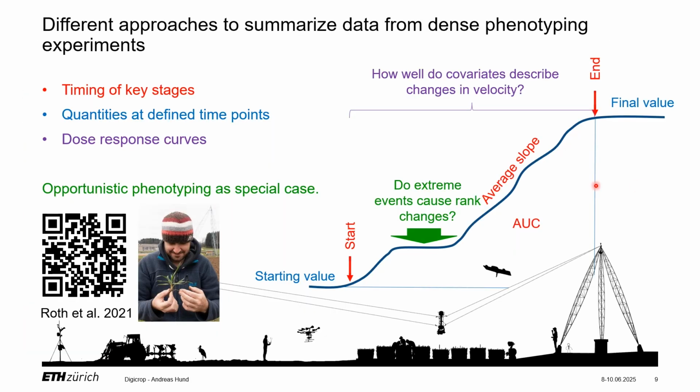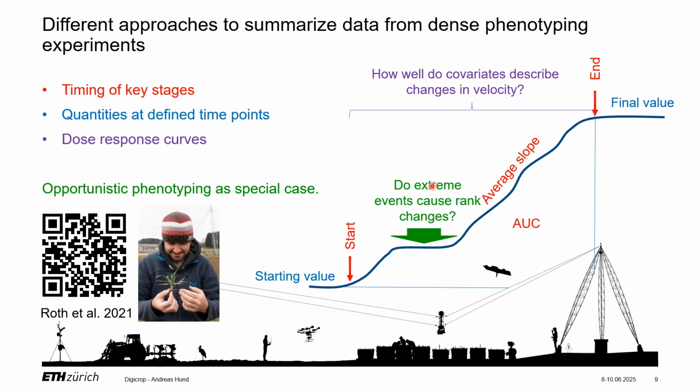So the basic philosophy what we do is, or what we have is, we have 3 categories of traits. One is the timing of key stages. This is more or less phenology. I'm coming to that also later. The second is the quantity at defined time points. So for example, what is the start and the end value of a trait, and then those response curves, which are asking the question, how does a crop go from one end to the other end.